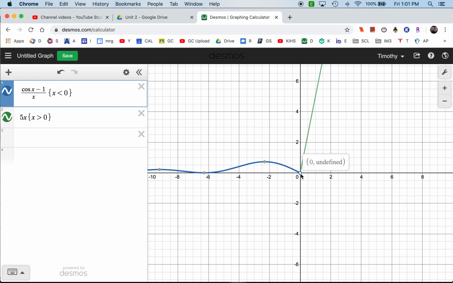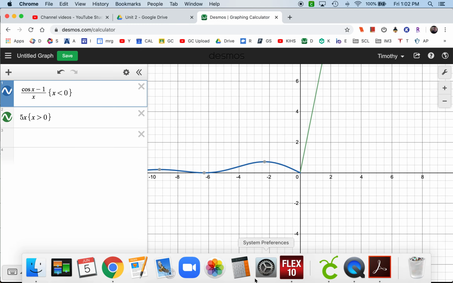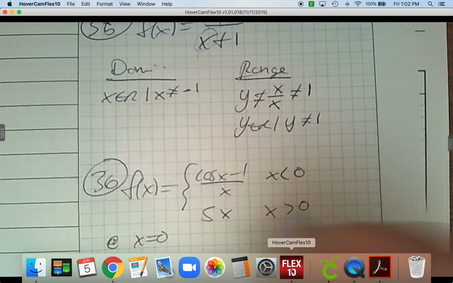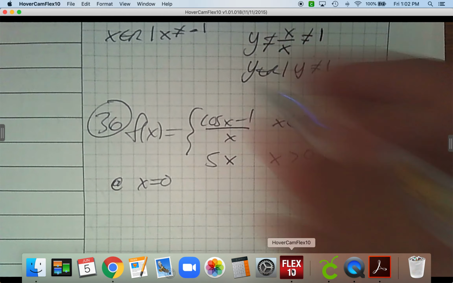Well, does the limit exist? Look at the right and the left. Do they both approach the same answer? And the answer is yes. They both approach 0. So the limit exists, so it's removable. So at what x value is there a discontinuity? At 0, because it's undefined there. And the limit exists, so therefore it is removable. So let's come back here. So at x equals 0 is a removable discontinuity.